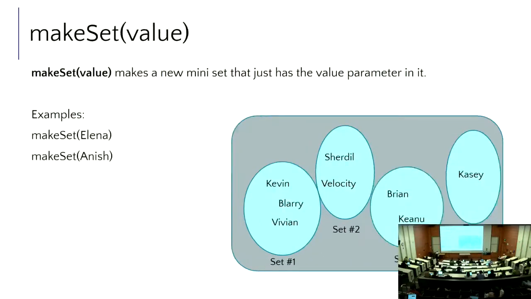And then finally, the only other thing we need to do is initialize sets. Sets usually initialize as a single item. So if I wanted to call makeSet of Elena, then Elena gets to be her own little set here, and it's added to our collection. If I make a set of Anish, then that's set 6.